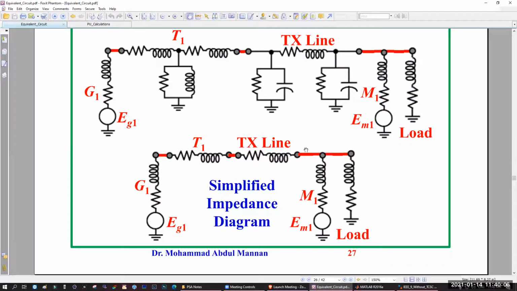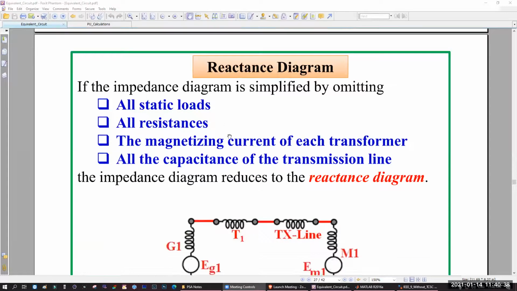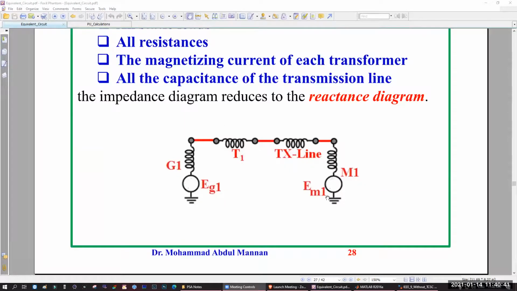What about reactance diagram? Can anyone guess? Ibrahim, Shuaib, Saidul? Yes, sir. How can you convert this to reactance diagram? So only use the reactance. Exactly. So resistance will be gone, right? All the resistance will be gone and we'll have something like this. Got my point?